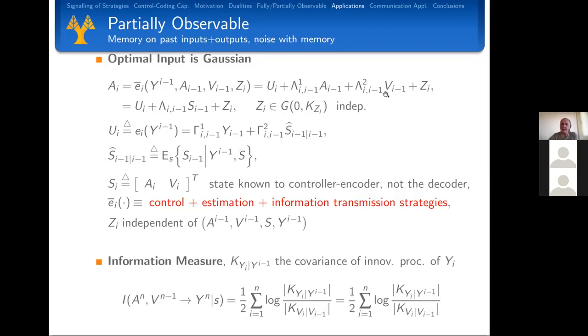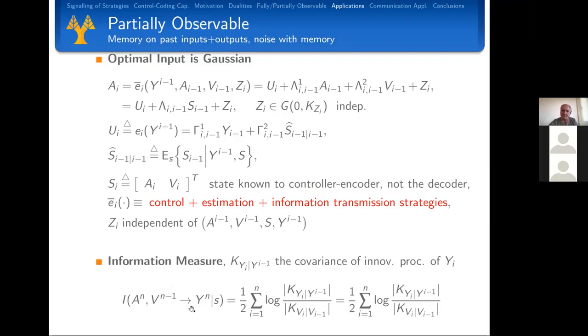The thing is, here there are now multiple strategies. One can try to compute each one separately, but it turns out that one needs to identify a sufficient statistic. You need to identify the state of the controller encoder, which is known to the controller encoder but is not known to the decoder. So this part here, which uses past outputs, would consist of two strategies, gamma 1 and gamma 2, and this is the conditional. Of course, there is another strategy here, and another strategy here. So there are 4 strategies actually.